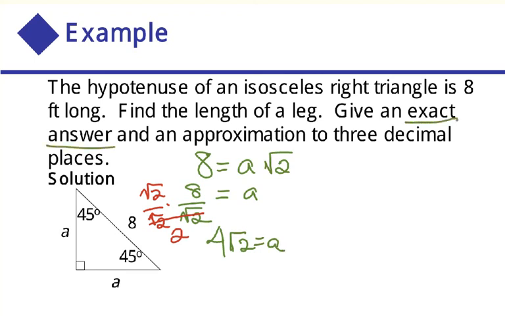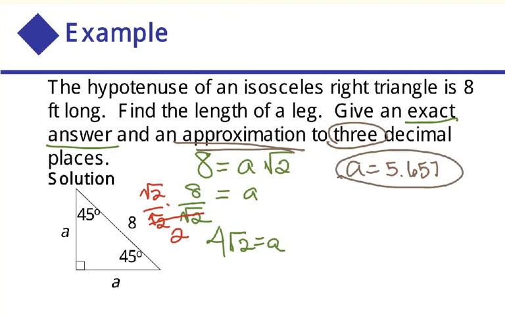That's the exact answer. The approximation of that is A equals, so you take your calculator, and it'll be 4 times the square root of 2 equals 5.657 to 3 decimal places. So that's the approximation. Okay? Make sure you give the answer that you are being asked for.